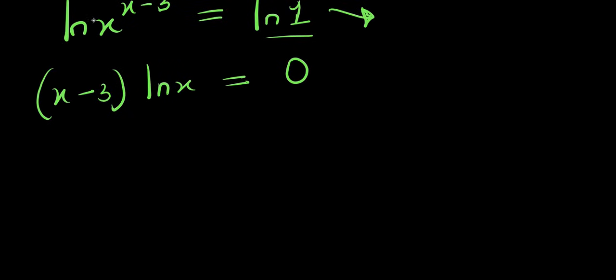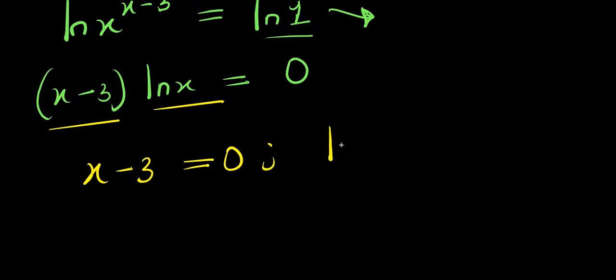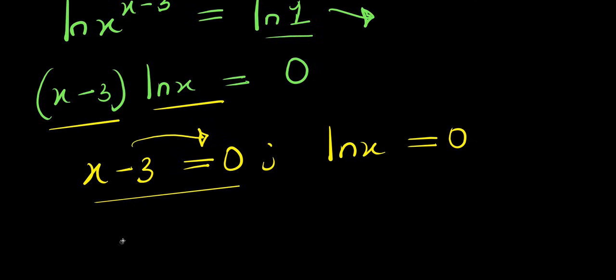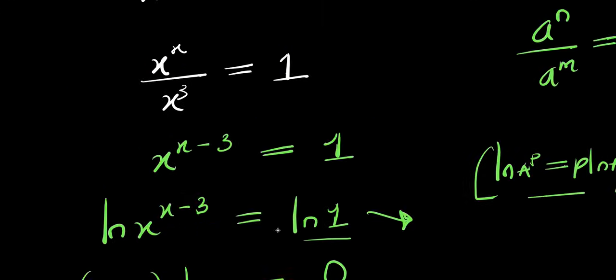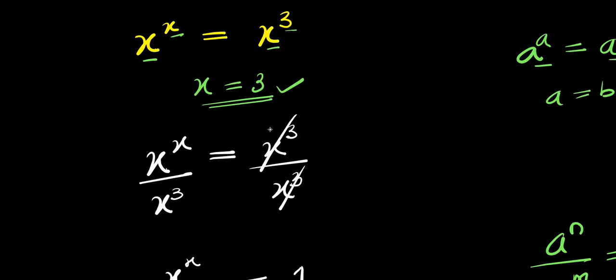So right now, we can formulate two different equations by setting each of these factors to 0. I have x minus 3 equals 0. I also have natural log of x equals 0. Now, this is a linear equation, so we solve by moving this negative 3 across here. That means we have x equals 3. That is my x1. And this is exactly what we had earlier on when we compared.